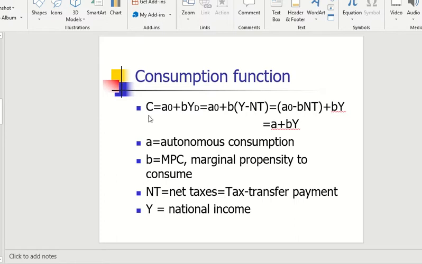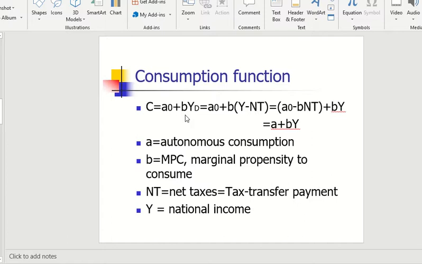C stands for consumption function, equal to A sub 0. Okay, so this 0 is a little bit big here, but it's supposed to be a subscript. So A sub 0 plus B times disposable income. Y sub t stands for disposable income. Okay? So this is the most basic form of consumption function.